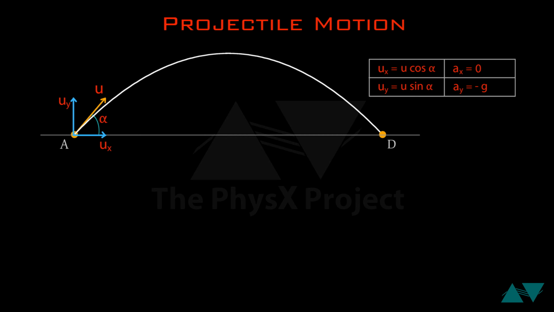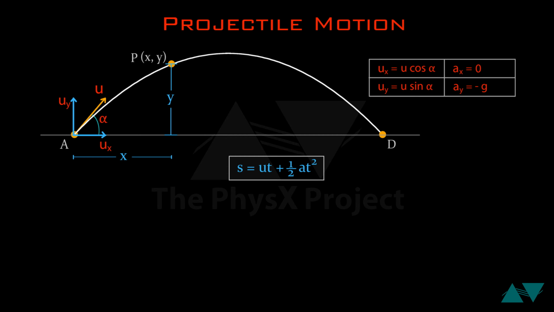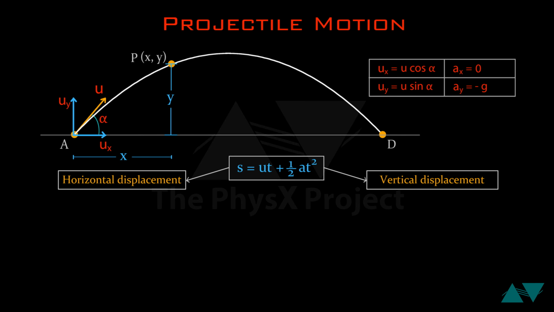Let's consider a point P with coordinates x, y on the path of the projectile. It means that the horizontal displacement for the point is x and the vertical displacement is y. To derive the equations for these displacements, we are going to use the basic formula s equals ut plus half at squared. As projectile motion is a two-dimensional motion, we are going to use two different versions of this formula to find the horizontal displacement and the vertical displacement.